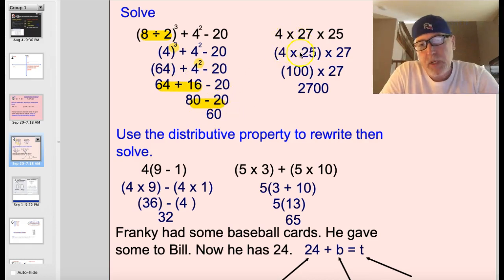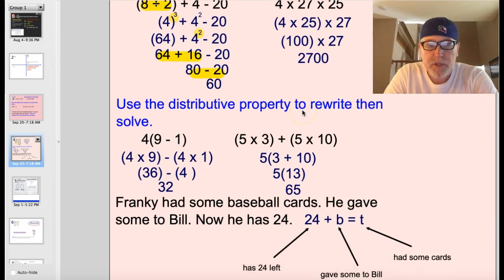This one here, well, if you rewrite it, use the commutative property to move that 25 over, and then you can kind of use the associative property, or you can just use the order of operations. 4 times 25 is 100, times 27 is 2700.